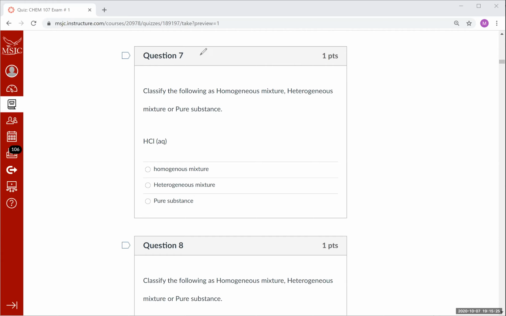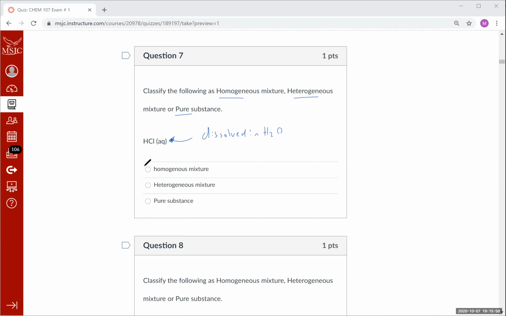Okay, so we're asked to classify the following as a homogeneous mixture, heterogeneous mixture, or a pure substance. So aqueous, this is a little bit of a tricky designation. Aqueous states it's dissolved in water. So if we have something dissolved in water, is that a mixture? And what type of mixture is it, if it is a mixture? If something's dissolved in water.